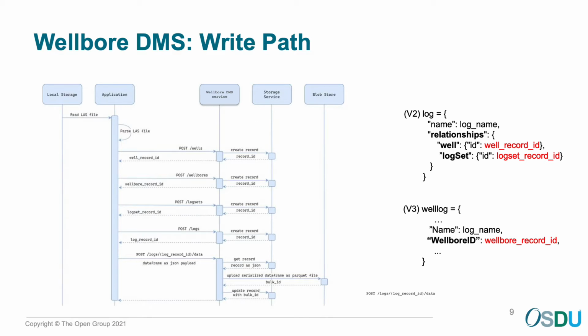This step is the same for both version 2 and version 3, because version 3 is still under development. In future, this pipeline may change. That's how we write data via the Wellbore DMS. Note that we use the log as an example, but the similar flow is used for uploading markers and trajectories.